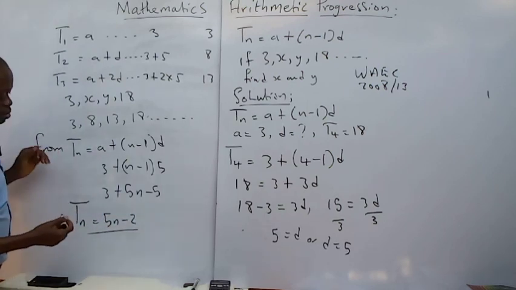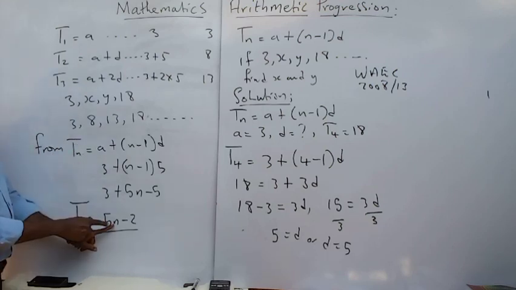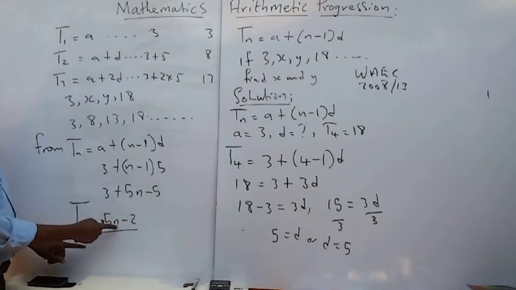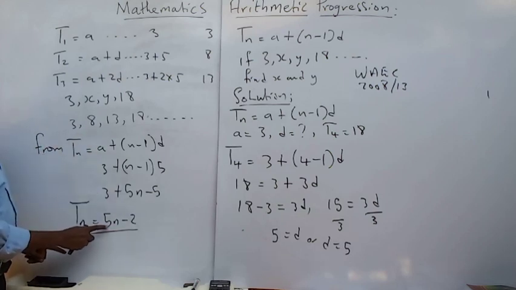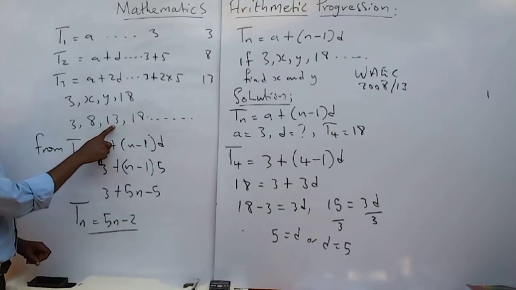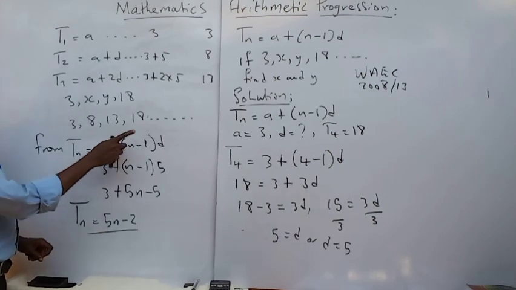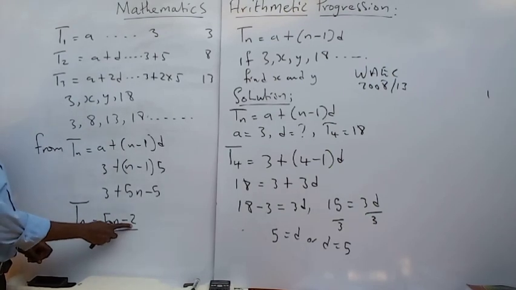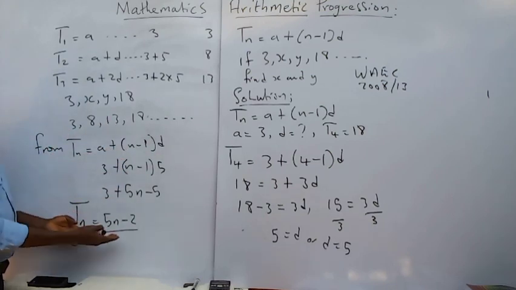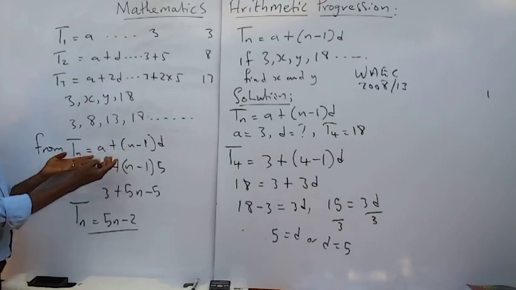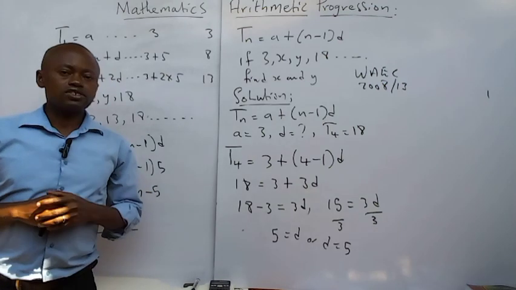This is the rule. You can test it. When n is 1, 5 times 1 is 5, 5 minus 2 gives you 3. When n is 2, 5 times 2 is 10, 10 minus 2 gives you 8. When n is 3, 5 times 3 is 15, 15 minus 2 gives you 13. When n is 4, 5 times 4 is 20, 20 minus 2 gives you 18. Can you see that this function generates this sequence? Where did I get it from? I got it from the general expression for finding the nth term of an arithmetic progression.